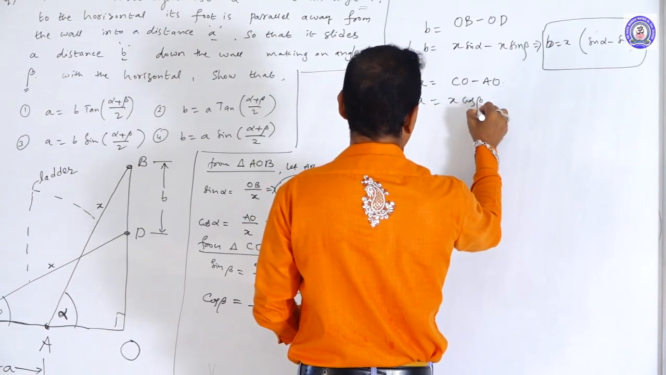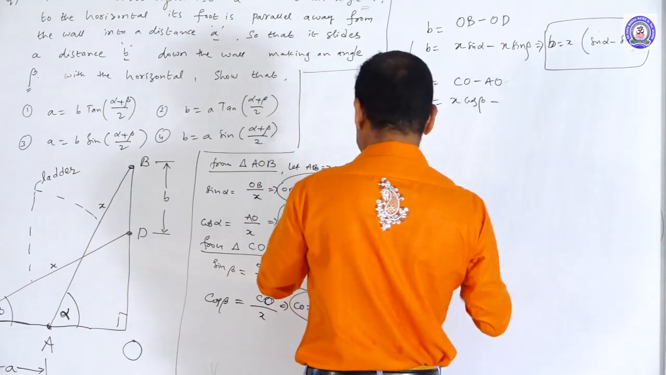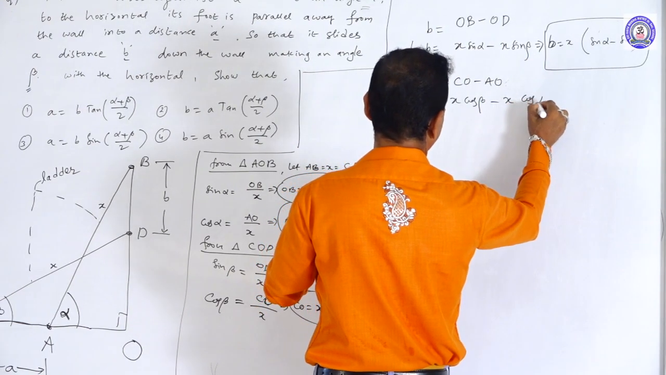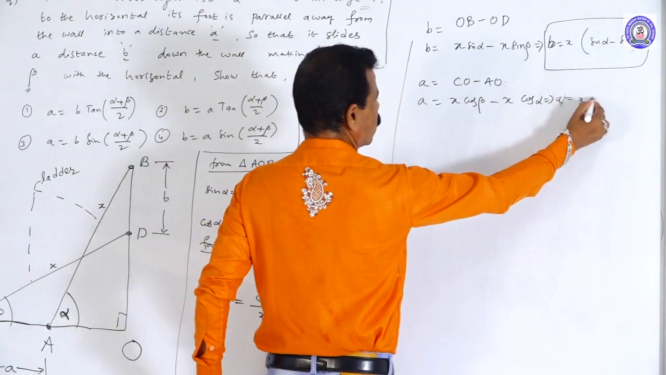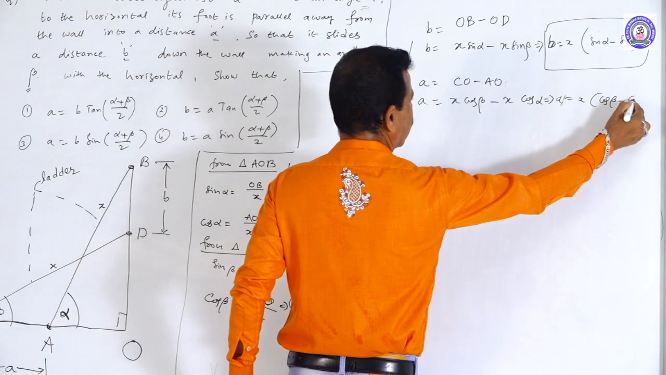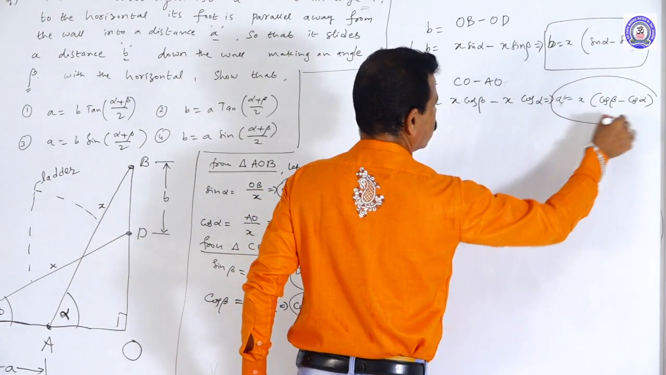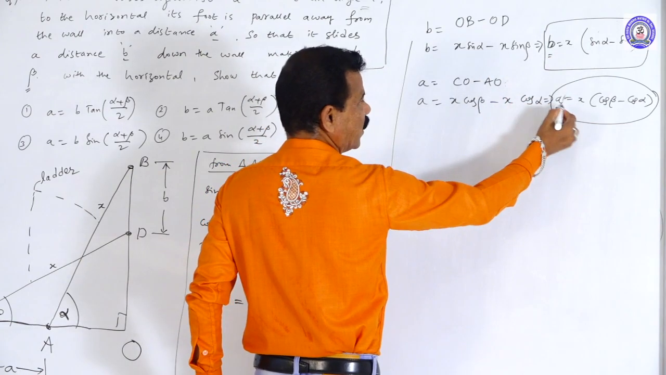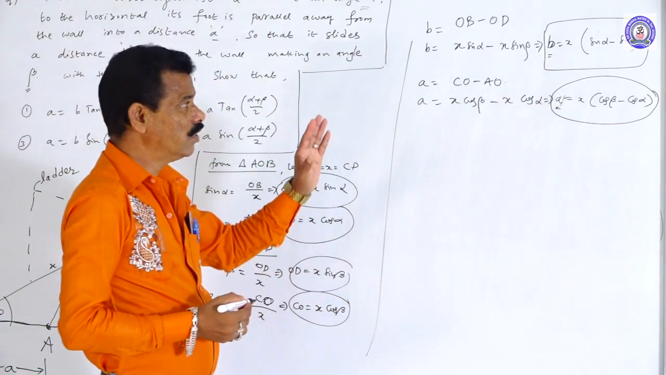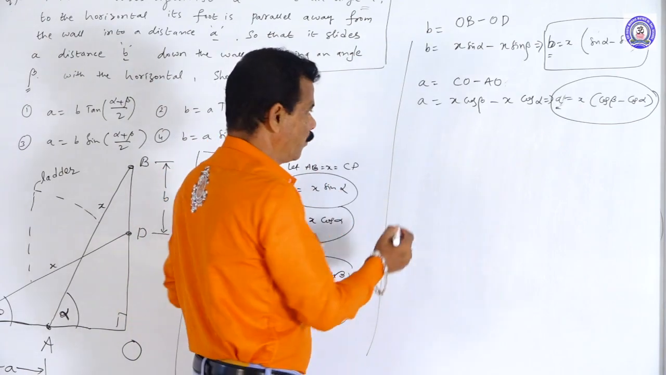X cos beta minus AO. AO is X cos alpha. From this, taking X common, A is equal to X times (cos beta minus cos alpha). This is another relation. This is B, this is A. So we find B by A.